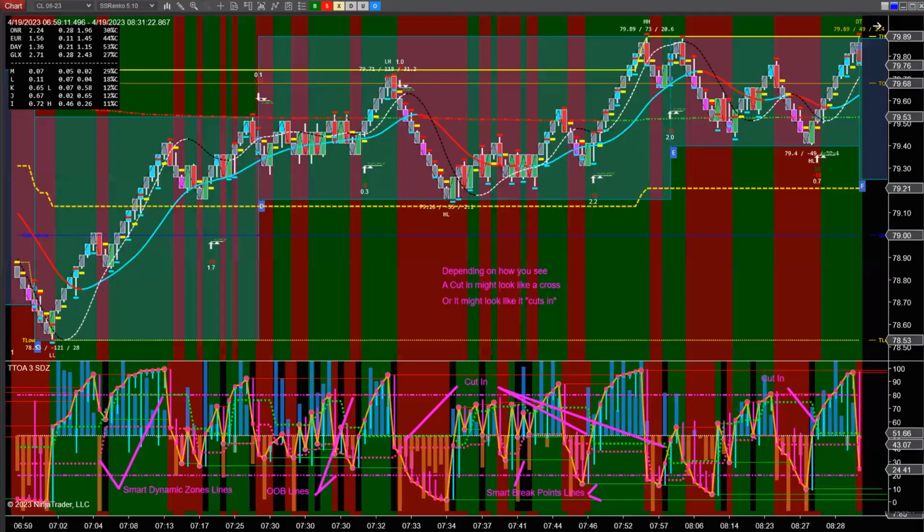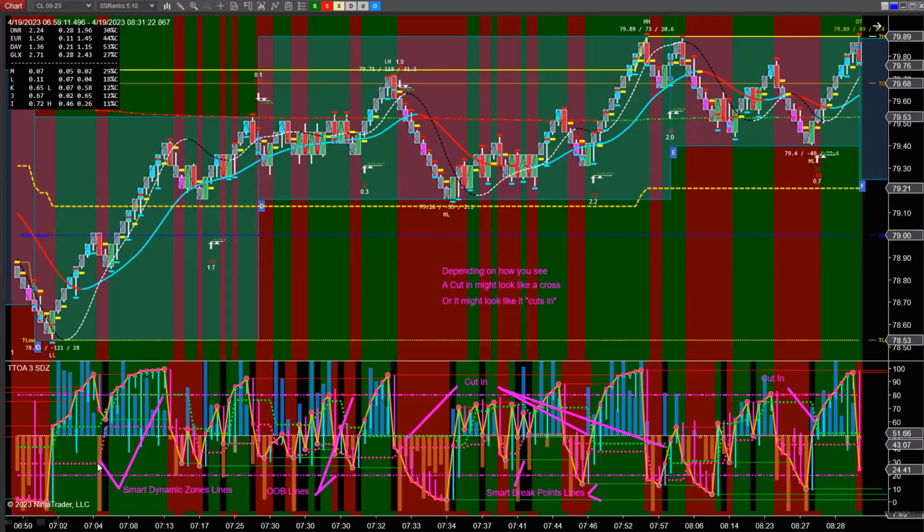Okay, here's a chart. I have a note here. Depending on how you see, as I mentioned a second ago, a cut-in might look like a cross. It's going to X. Or it might look like it cuts in. Usually when I name these things, I try to come up with a name that's easy to understand.